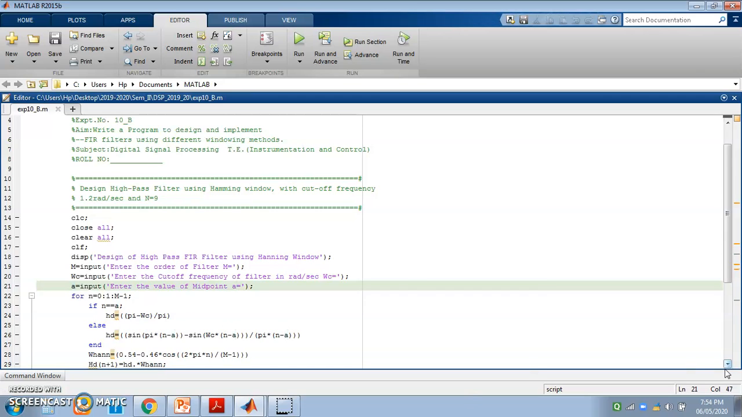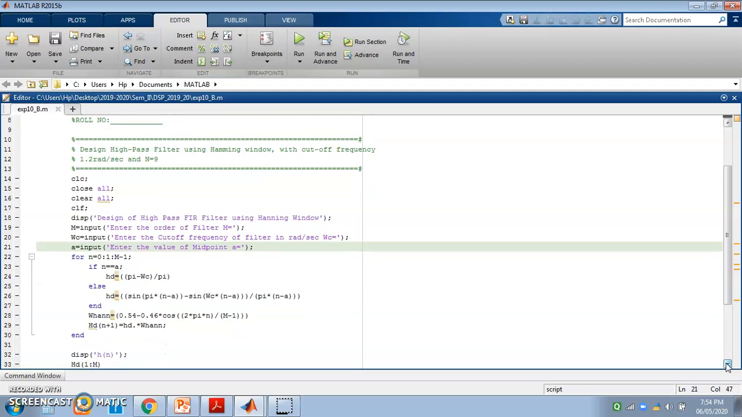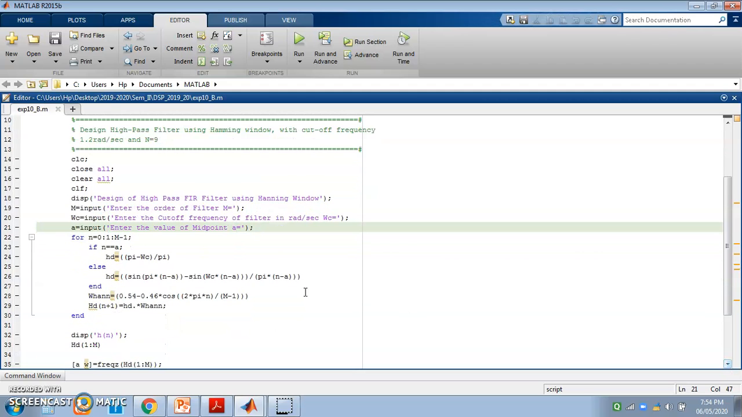So if we know the filter specifications, then we can find out the desired impulse response by taking its inverse Fourier transform, and that is done with the help of for loop in MATLAB. So for small n ranging from 0 to capital M minus 1, if n is equal to alpha, we know that hd of n is equal to pi minus omega c upon pi. But if n is not equal to alpha, then hd of n is equal to sine of pi times n minus alpha minus sine of omega c into n minus alpha upon pi times n minus alpha.